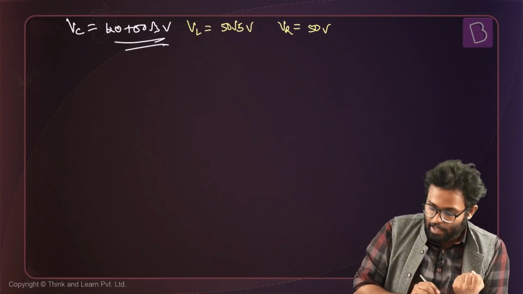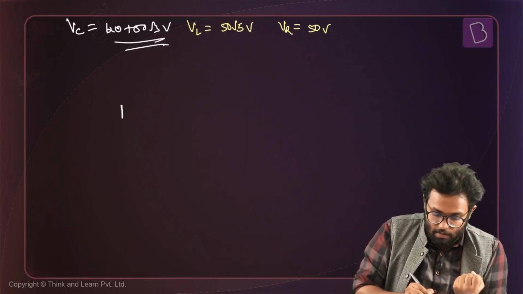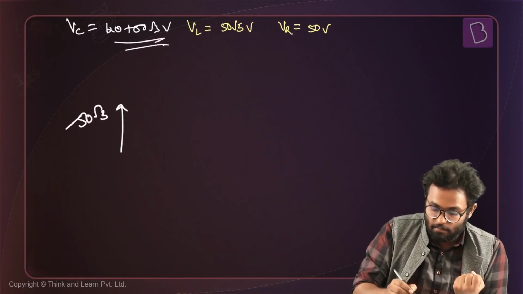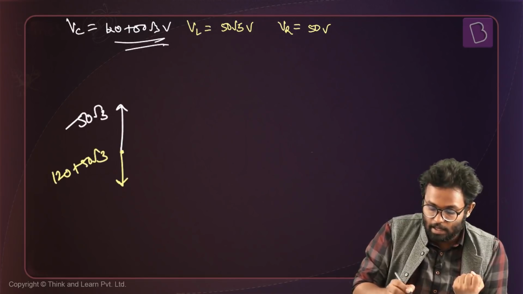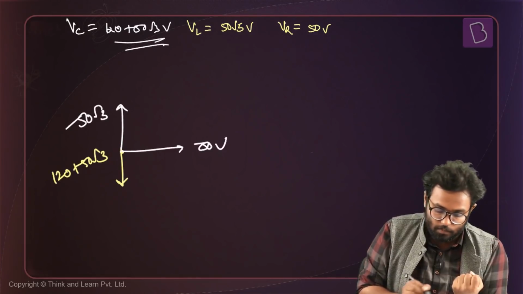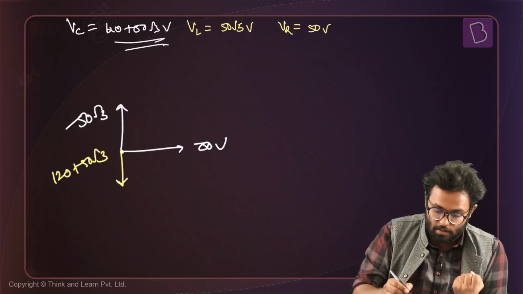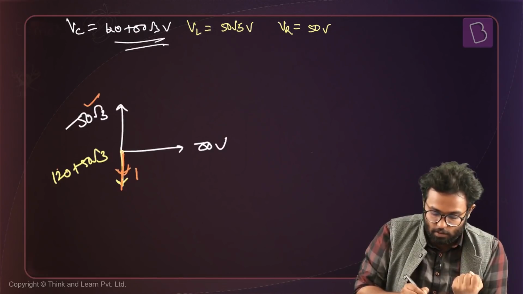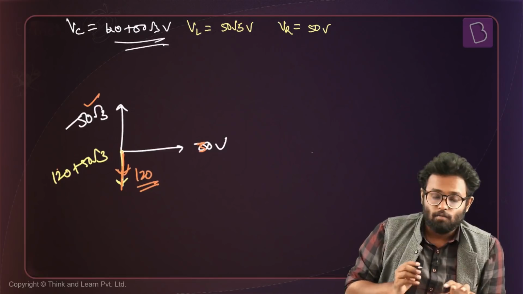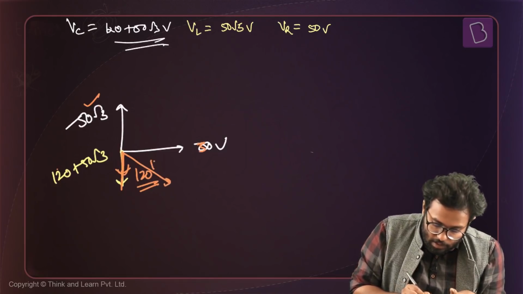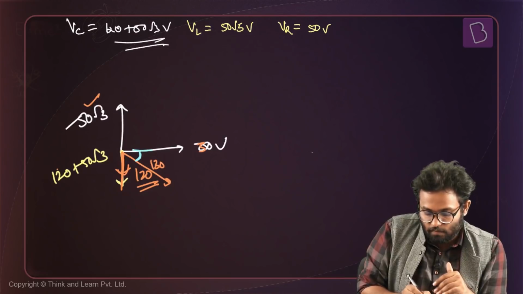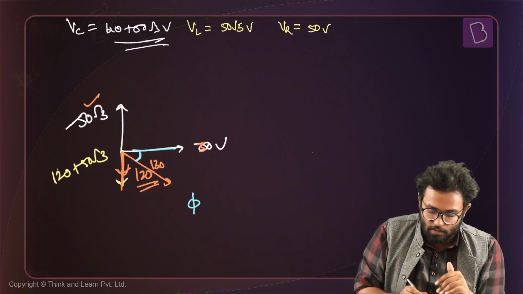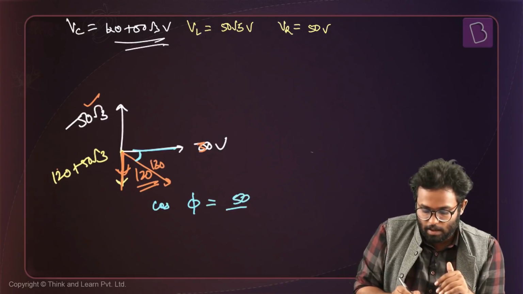How would I find the power factor? Here I have VL, which is 50 root 3. Then I have VC, which will be downwards, which is 120 plus 50 root 3, and then I have R, which is over here, which is 50 volts. The net of these two is 120 in the downward direction, because this will get subtracted. So you have 120 in the downward direction, and this is 50. What would be the resultant of both of them? The resultant will be 130, which is already given to us in the problem. So the phase will be the angle between this 50 and this 130. So cos phi is equal to 50 by 130.